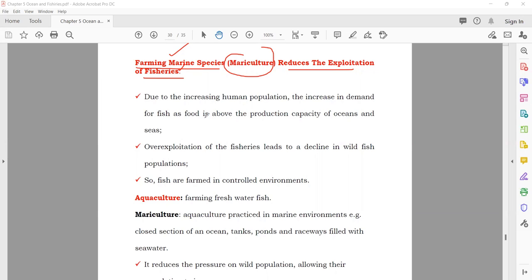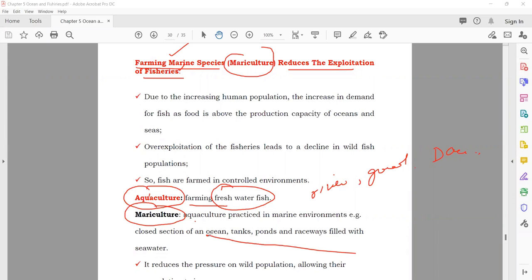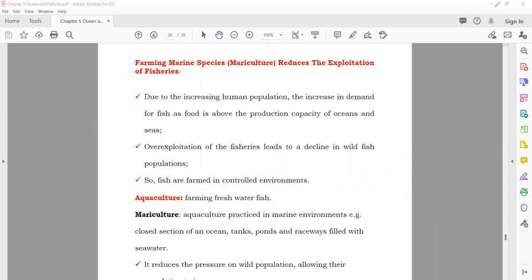Okay. After that, the difference between aquaculture and mariculture. Aquaculture means farming fish in fresh water. Fresh water means river, groundwater, inside the dam. And mariculture means it is near the closed oceans. For example, this is the ocean. Near the ocean, you have small areas where the water is trapped. So they grow the fish here. That's known as mariculture. So this is the main difference you should be aware of.